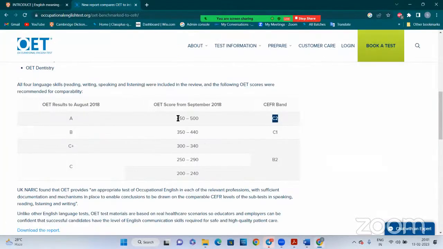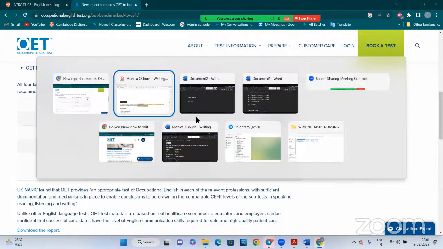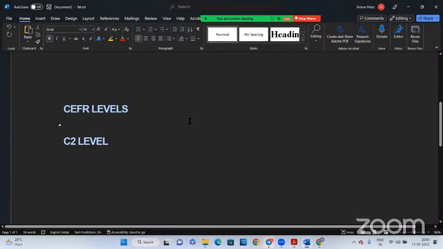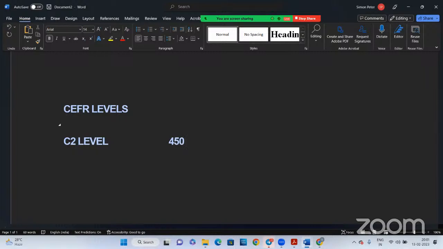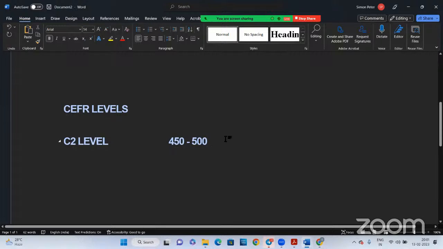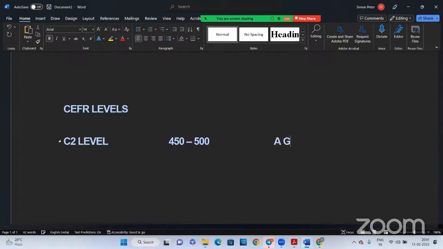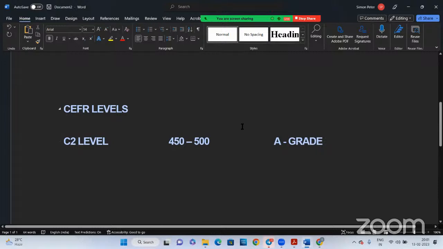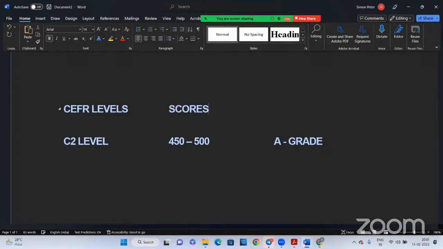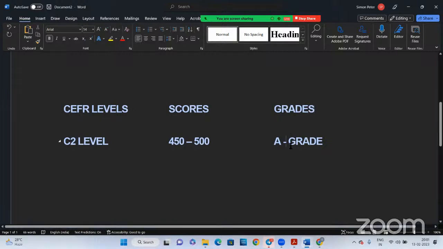You will get 450 to 500. That means your OET score will be 450 to 500. So minimum 450 to 500. That means you are going to get an A grade in your OET. These are the scores, and these are the grades. You're going to get an A grade.